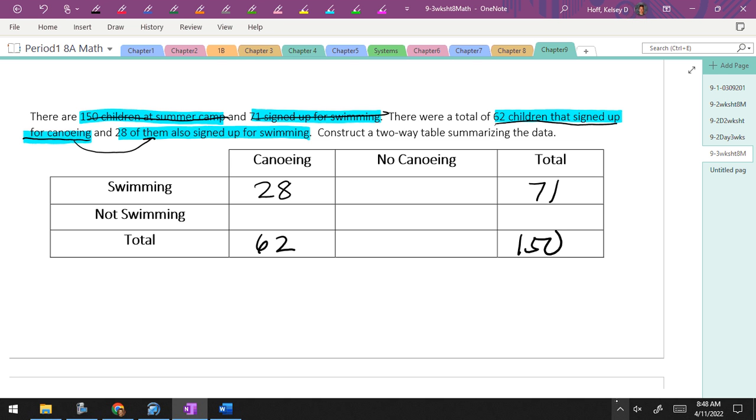100% use your calculator. I'm not expecting you to do this by hand. Yes, write it down, but you do not have to do it by hand.